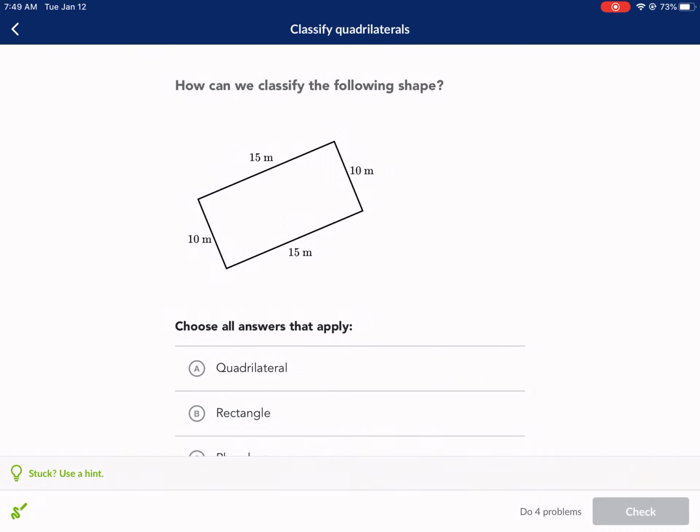Today we are doing classify quadrilaterals, more on polygons and understanding it. This one's a little bit easier than identify quadrilaterals. Let's go ahead and jump right into it.